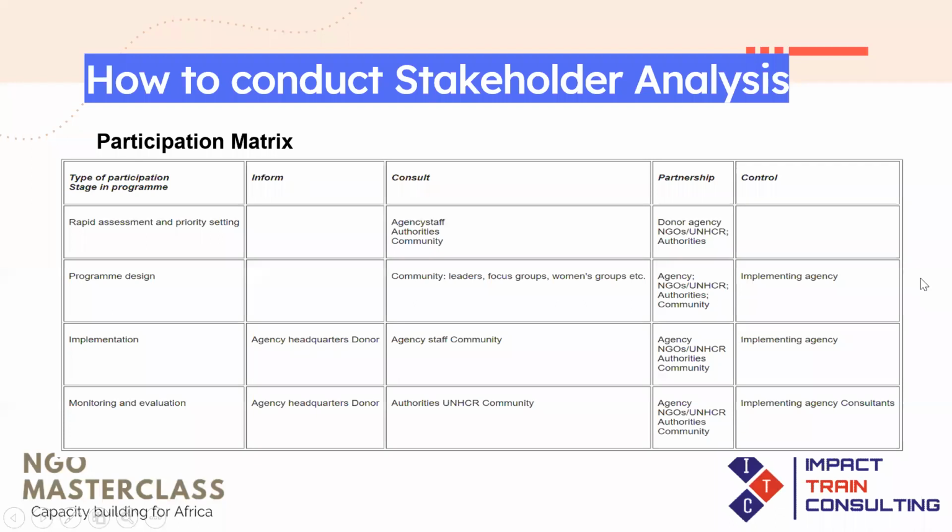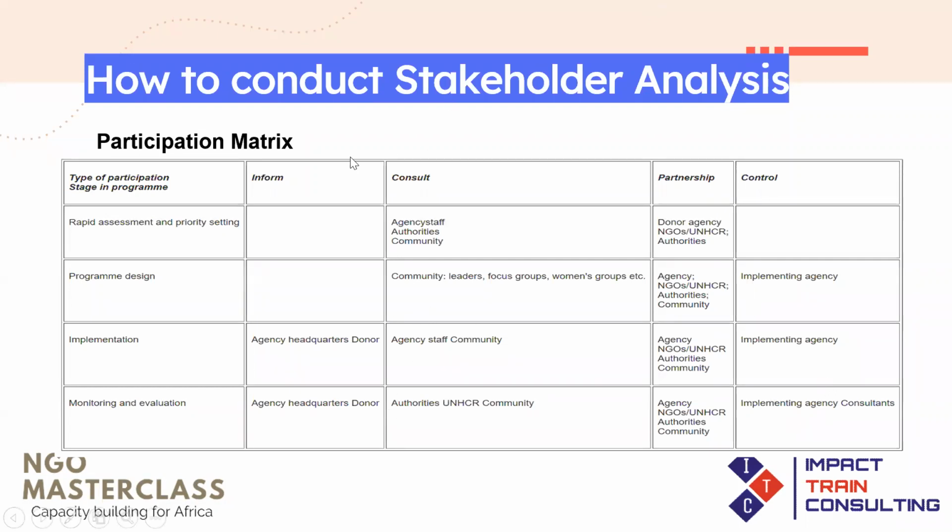So when it has to do with livelihood, you need to involve the UNHCR as well, and so that's why UNHCR is popping up here most of the time. So is there any question regarding the participation matrix? It's a very simple tool, as you can see.